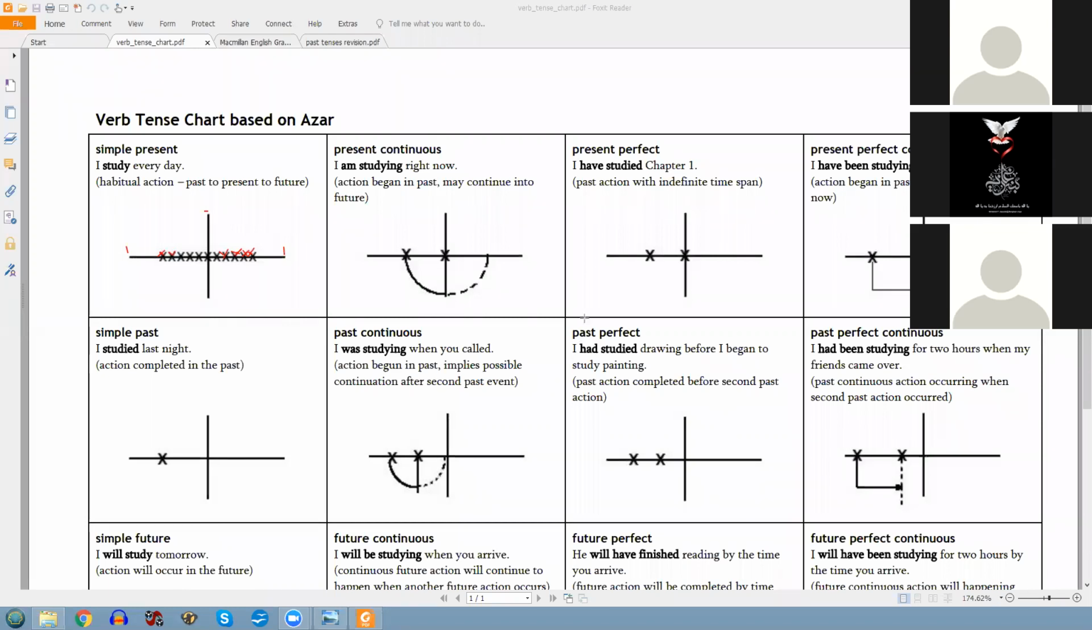Now, present continuous. What do we use it for? Now, as you can see, we've got an action that begins in the past, continues to the present, and it may continue into the future. We don't know.